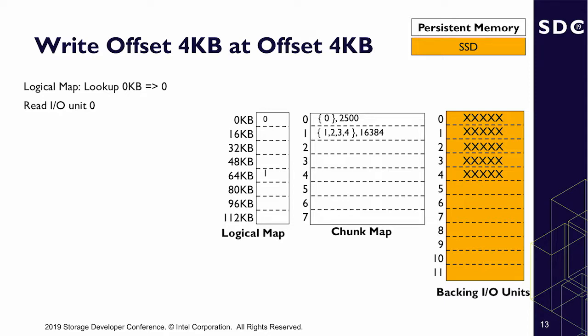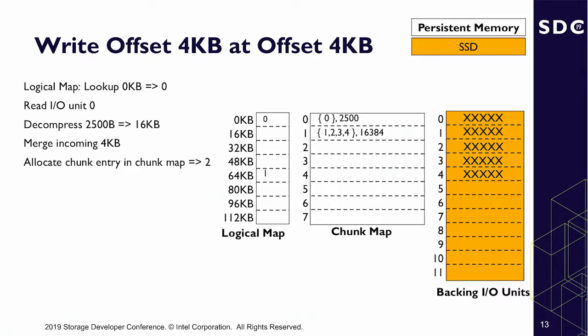So we're going to read the I/O unit. We're going to decompress it into our data buffer, and then we need to merge the incoming 4K. So we got the old data that was out on disk. It was that original 4K that the user had with a bunch of zeros, and now we're going to merge this 4K of incoming data into that.